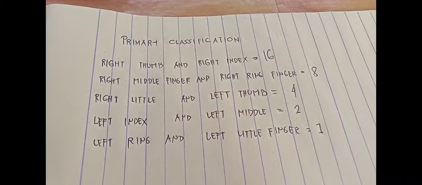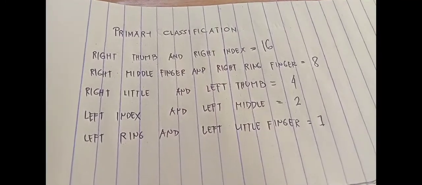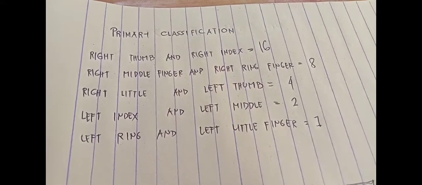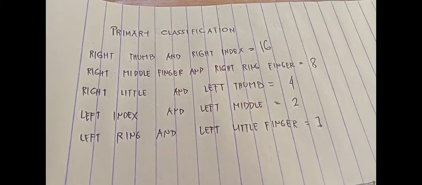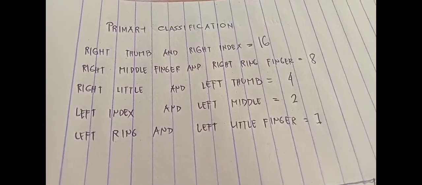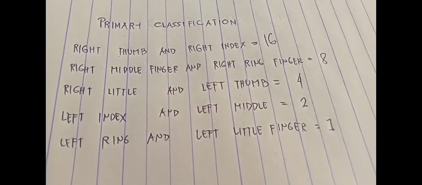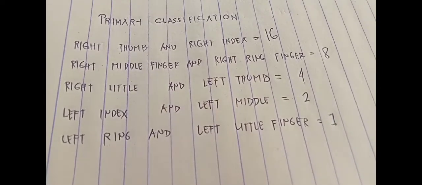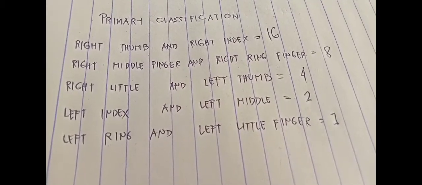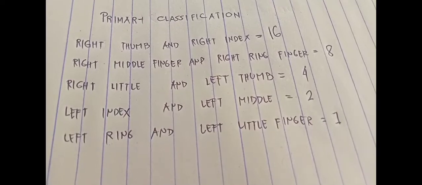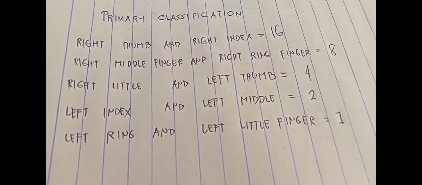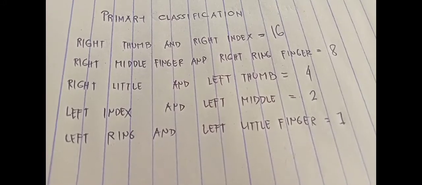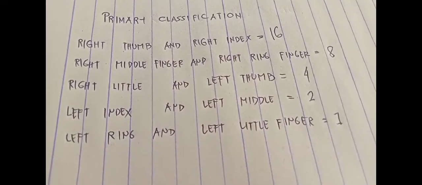For the primary classification, it involves the 10 fingers, and each finger has a value. The right thumb and right index have a value of 16. Right middle finger and right ring finger have a value of 8. Right little and left thumb have a value of 4. Left index and left middle have a value of 2. And the left ring and left little finger have a value of 1.